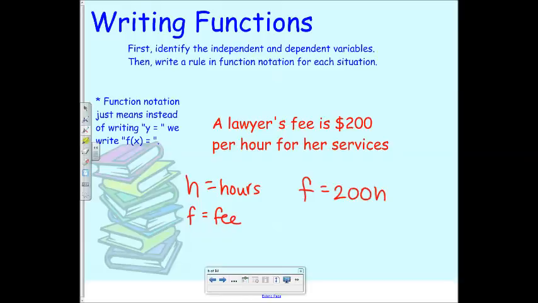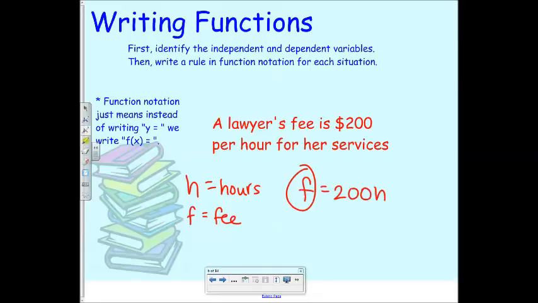So which is the independent variable here then? Which is independent? Hours. And then the dependent variable is the amount of money she makes. Remember that independent is typically your X. So your dependent is your Y, and this is usually where your Y would go. Your Y would usually go here, so that makes this your dependent variable. The fee depends on the number of hours she works. If she works 5 hours, she makes more money than if she only works 2 hours.